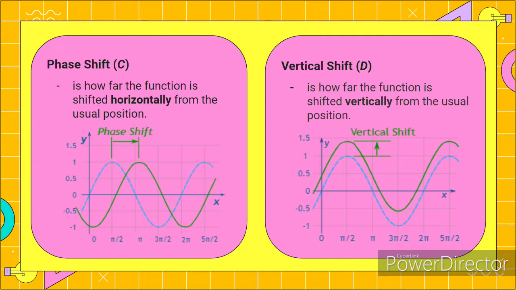The phase shift is how far the function is shifted horizontally from the usual position, while the vertical shift is how far the function is shifted vertically from the usual position. Basically, the phase shift is either to the left or to the right, and the vertical shift is either upward or downward. The phase shift is positive if it is to the left, and negative if it is to the right. Let us now try and solve some examples.